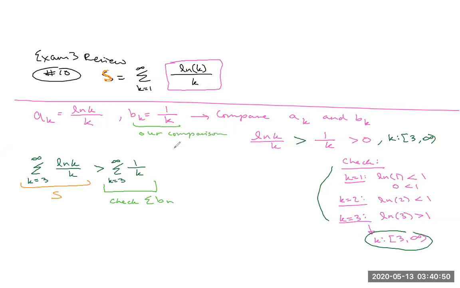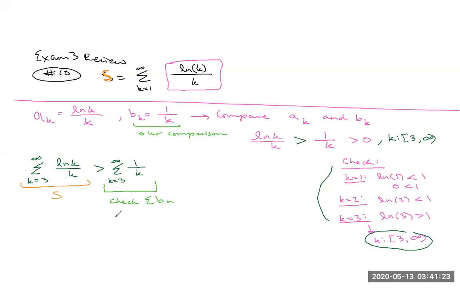Okay, so typically whatever you have to compare, that part is going to be easier to compare. Let me repeat that. So whatever you use for your comparison, when you try to analyze the convergence or divergence of that series, it should be easier to analyze than the convergence or divergence of S. Otherwise, you would need to use the test.